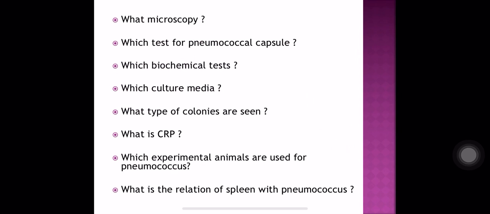CRP, C-reactive protein, an acute phase protein, which is used as a prognostic marker for many disease conditions. Experimental animals used for pneumococcus: mice and rabbit. The relation of spleen with pneumococcus.